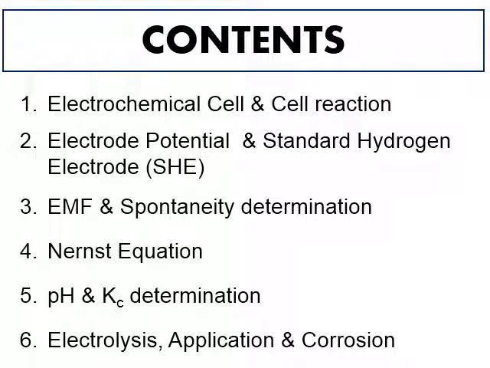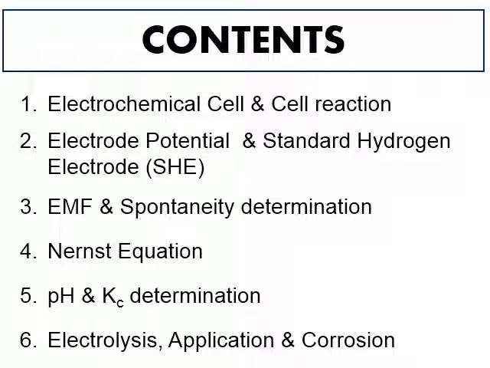So these are the content of the topics. We're going to learn about the electrochemical cell and cell reaction, what is electropotential, and also the standard hydrogen electrode. And also we're going to learn a bit on EMF, electromotive force, and spontaneity determination, how to determine whether the reaction is spontaneous or non-spontaneous, and also a bit on the Nernst equation.